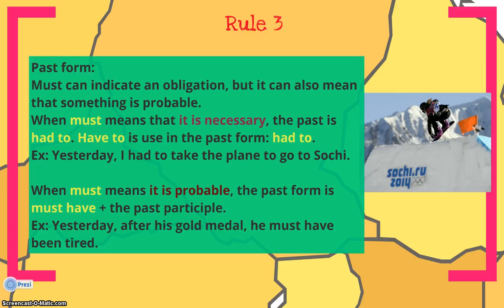For example, yesterday I had to take the plane to go to Sochi because it was necessary for me to go to Sochi at the Olympics. Both auxiliaries are the same in the past for necessity: had to for must and have to.